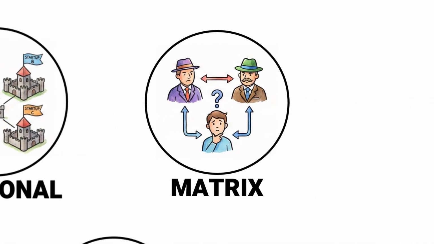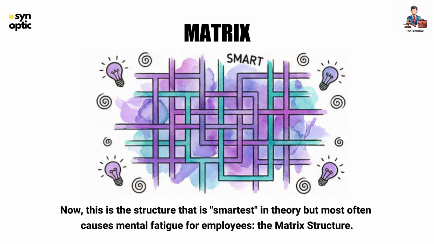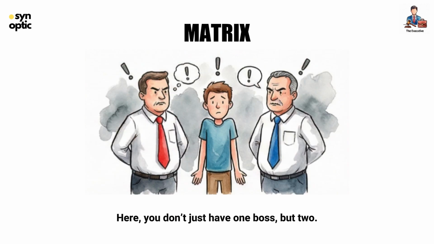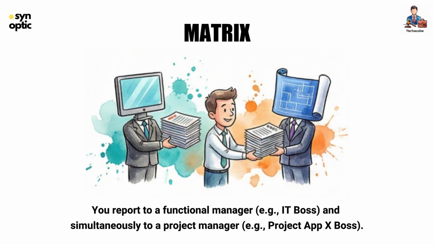Matrix structure, the confusing two bosses protocol. Now this is the structure that is smartest in theory, but most often causes mental fatigue for employees. The matrix structure. The logic is cross-functional collaboration. Here, you don't just have one boss, but 2. You report to a functional manager, example, IT boss, and simultaneously to a project manager, example, Project App X boss.